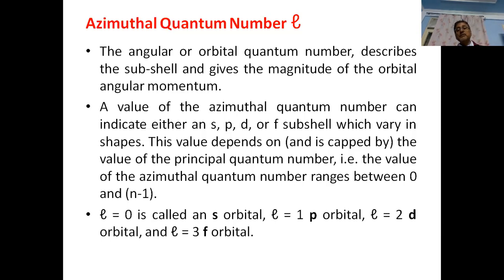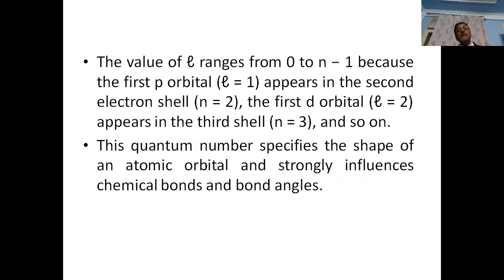Now, a value of the azimuthal quantum number can indicate either an s, p, d, or f subshell, which vary in shapes. This value depends on and is capped by the value of the principal quantum number, because the value of l cannot exceed n and its value will be from 0 to n minus 1. Here l equal to 0 is called s orbital, l equal to 1 is called p orbital, l equal to 2 is called d orbital, and l equal to 3 is called f orbital. The value of l ranges from 0 to n minus 1, as we have seen.